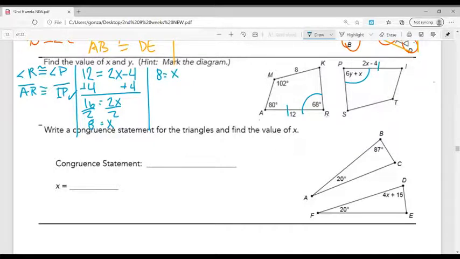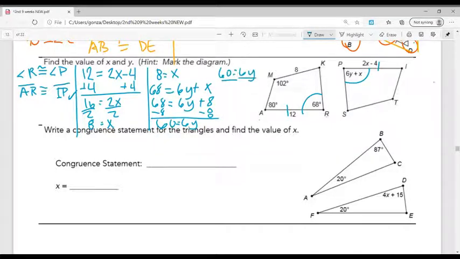And then you're going to say that angle R corresponds with angle P to get y. So 68 equals 6y plus x. X equals 8, so let's substitute: 68 equals 6y plus 8. We have to solve for y, so we're going to subtract 8 from both sides. And I'm going to get 60 equals 6y. Divide both sides by 6. Y equals 10. So your solutions are x equals 8 and y equals 10.